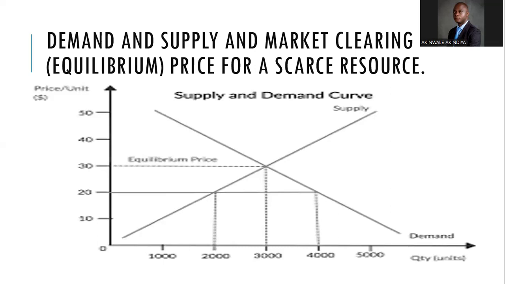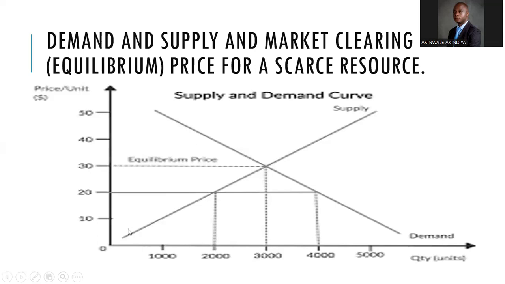But how many goods were supplied because the price has fallen? So if you come here at $20 and trace it to the supply curve, you can see 2,000 was supplied for that scarce resource. 2,000 goods were supplied, but 4,000 goods were demanded.